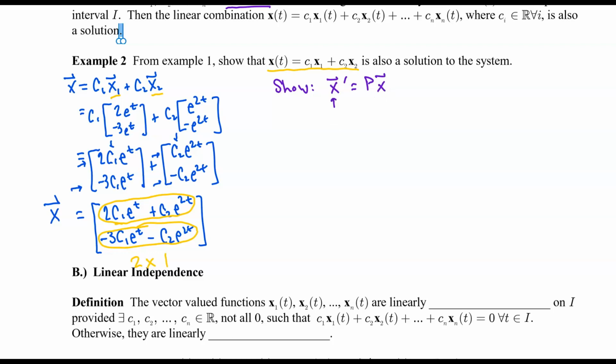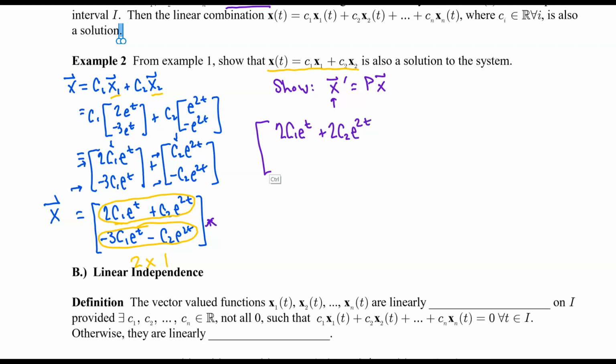So let's start by finding x prime. I'm looking at this matrix and I'm going to find the first derivative of each entry. I might need some more room. So here's x prime. Differentiating term by term, we have 2c sub 1 e to the t plus 2c sub 2 e to the 2t.